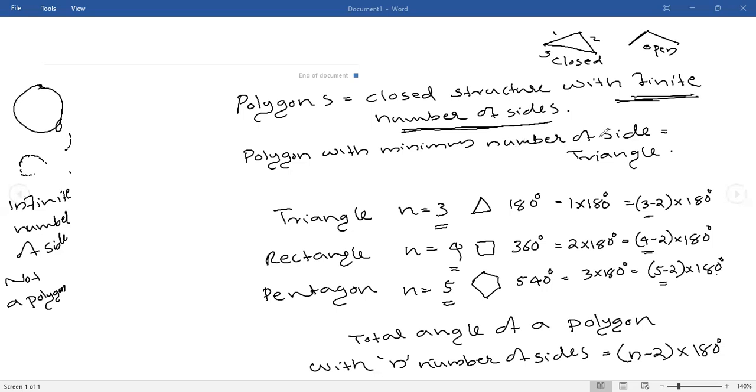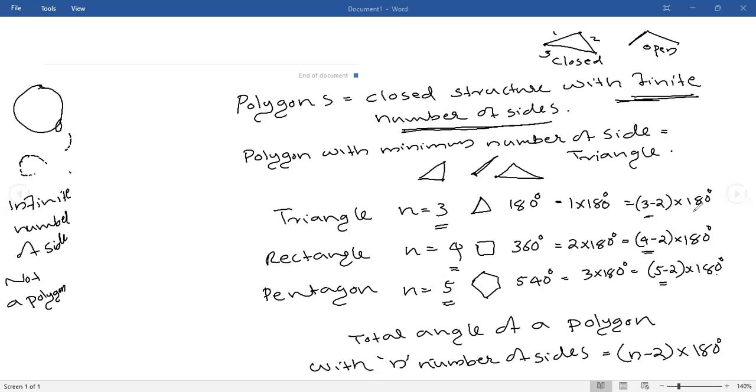So the polygon with the minimum number of sides must be a triangle. Because with one line we cannot form a polygon, and with 2 lines also you can't form a polygon. Minimum there should be 3 lines, then only the polygon will be completed. So the polygon with the minimum number of sides is a triangle. Is that clear?